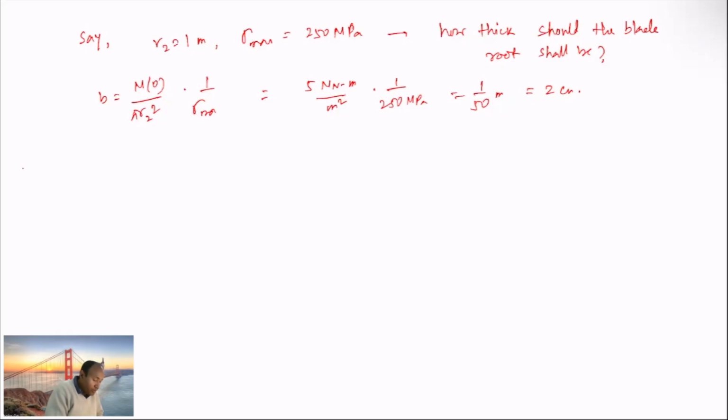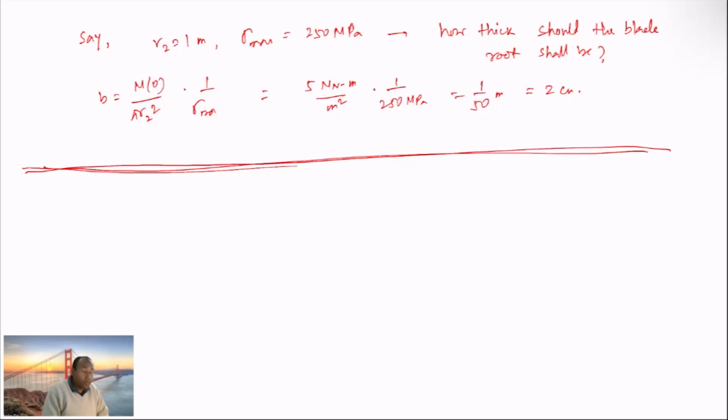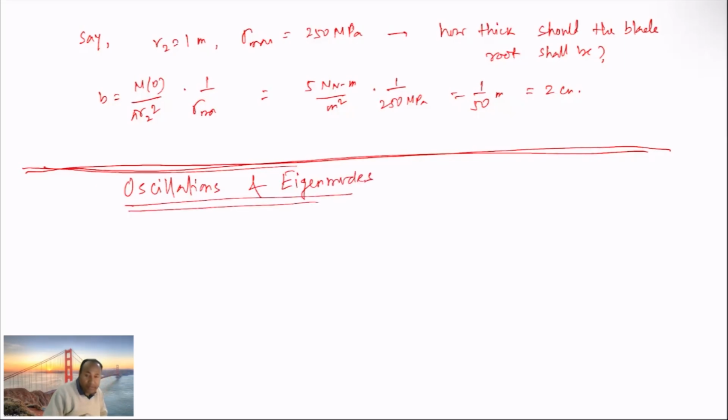Now, what we will continue is the oscillations and eigenmodes. So essentially the vibration part. So oscillations and eigenmodes. This is essentially the vibration of the body that we would like to continue to.